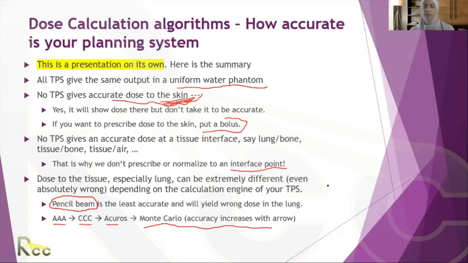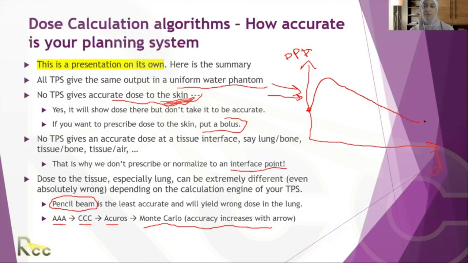Hold on. Let's look at the PDD. This is percentage dose, PDD, and this is depth in water. So if I have photons coming from this side, in the beginning I have low dose in the skin, and then slowly the dose builds up to maximum, and then it starts decreasing slowly. This is what we call the buildup region. And in the buildup region, we do not have charged particle equilibrium. And in this region where equilibrium does not exist, planning systems do a horrible job calculating those.